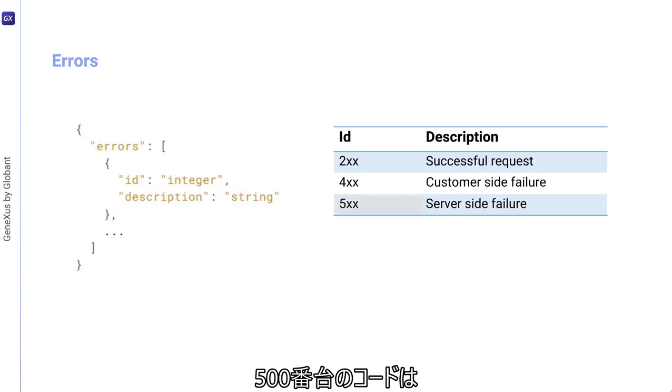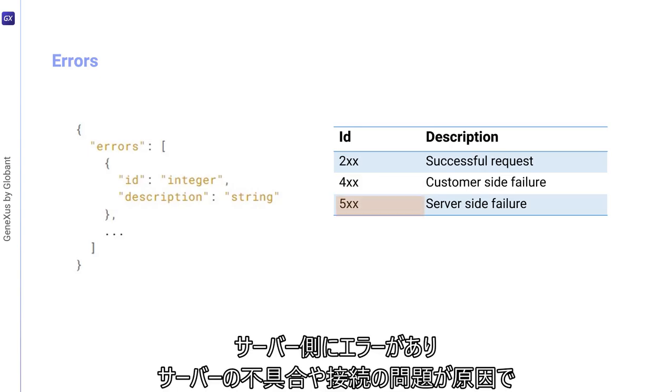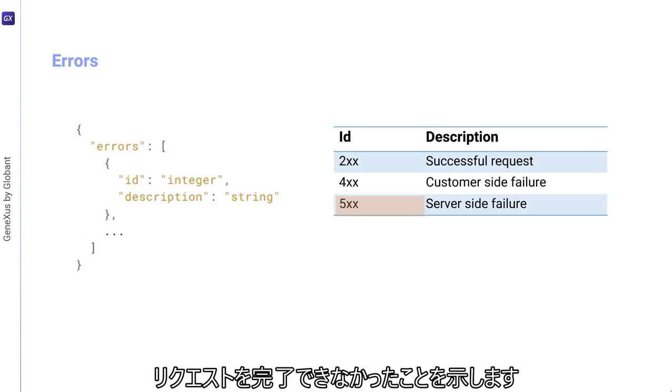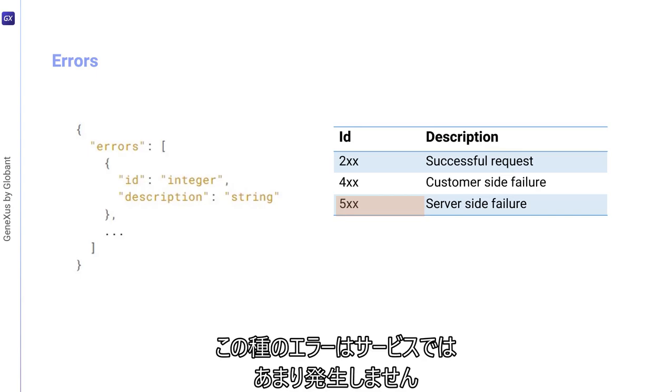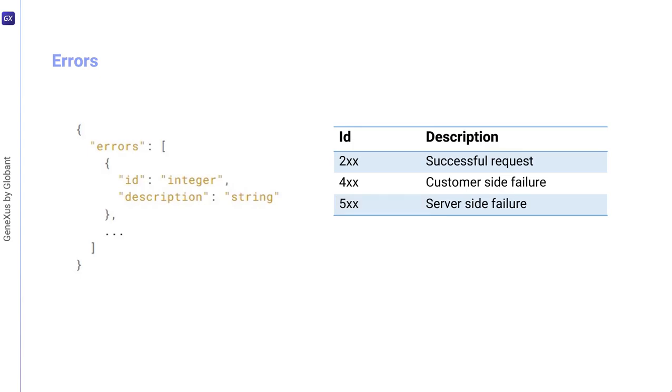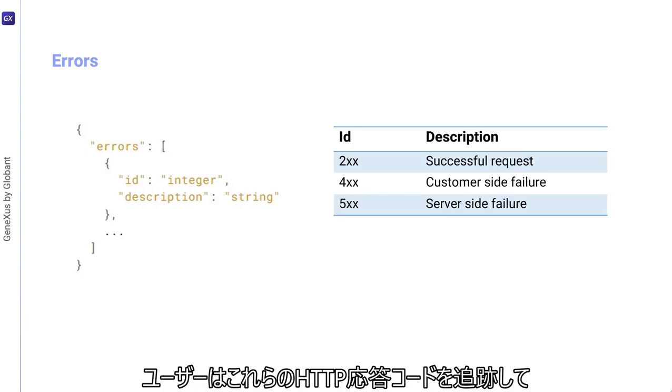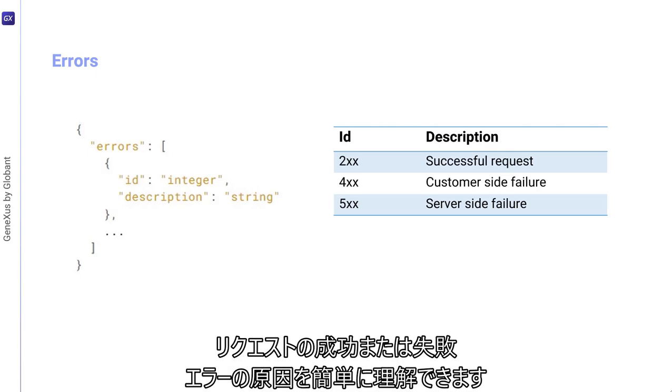Codes in the 500 range suggest that there's an error on the server side and that the request could not be completed due to a server malfunction or a connectivity problem. Fortunately, these types of errors are rare in the service. By tracking these HTTP response codes, users can easily understand whether the request succeeded or failed and the likely causes of the error, if any.